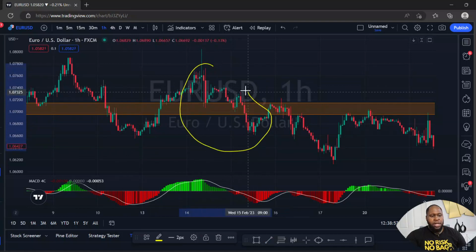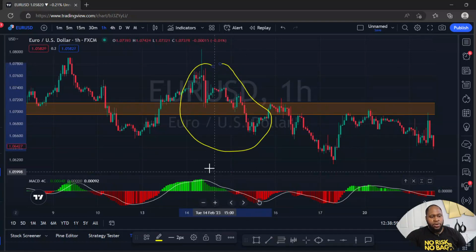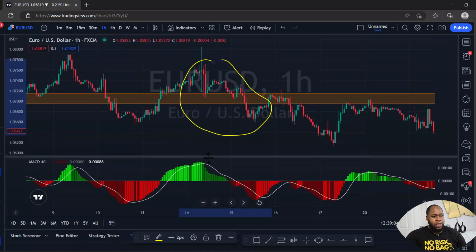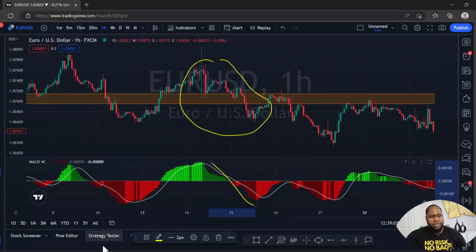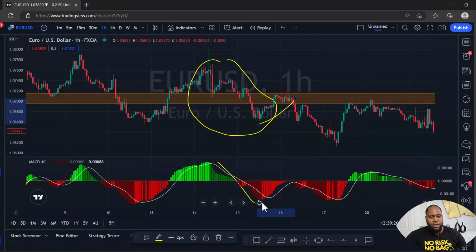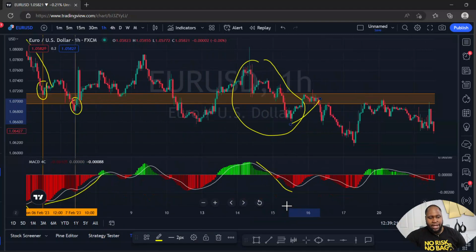And what's going on in the MACD? The MACD also shows us this downtrend. Let me extend that. The MACD also shows us this downtrend over here, okay? So MACD is mimicking price right now. Now we get a retest back to that zone. We get that retest back to that zone. MACD is also showing us that we are going to get a retest to that zone.